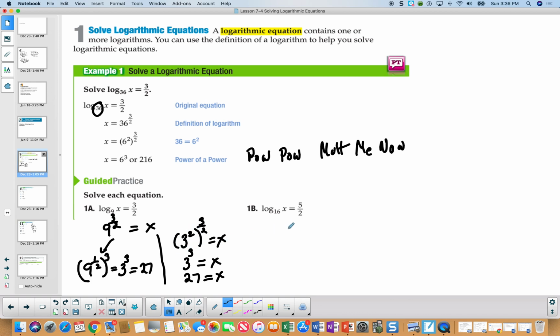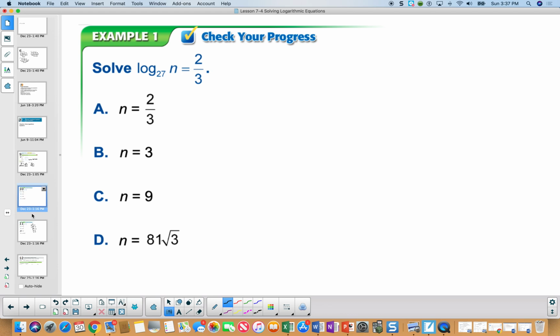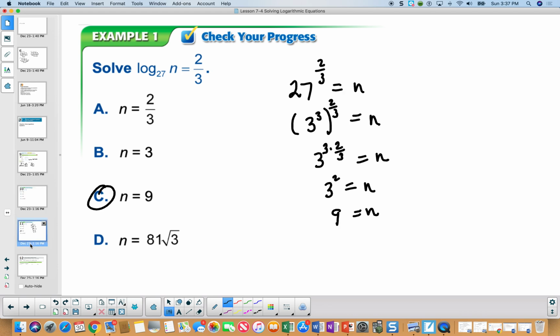For this one, I'm going to do 16, the exponent is the 5/2 power, equal to x. I'm going to split up the fraction: 1/2, to the 5th power. I know that 16 to the 1/2 power is 4, to the 5th power. Then I can just take 4 to the 5th power on my calculator and find the answer. Pause and do the problem. And here's the answer.